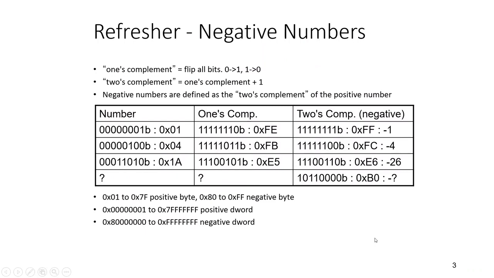Now, negative numbers are not that important for buffer overflows, but let's cover that topic. The one's complement of a binary number is flipping all the bits, changing zeros to ones and ones to zeros. In the same way, the two's complement is obtained by adding 1 to the one's complement. As you can see in the example, take the first number, seven zeros and a 1 in binary, which is 1, and for the one's complement, you flip all the zeros to ones and ones to zeros, and you get this value.